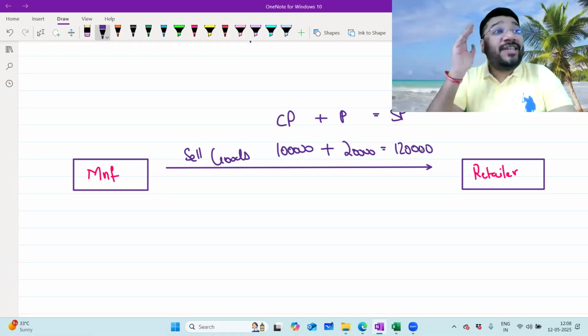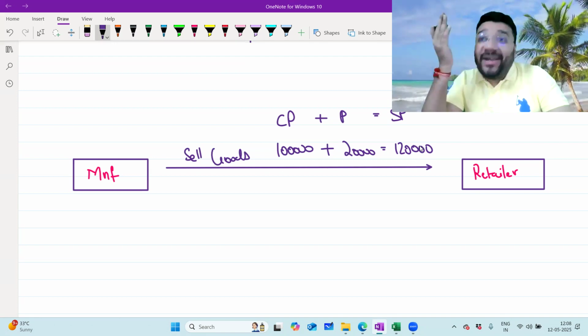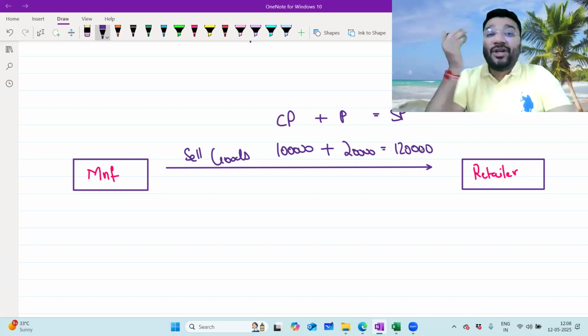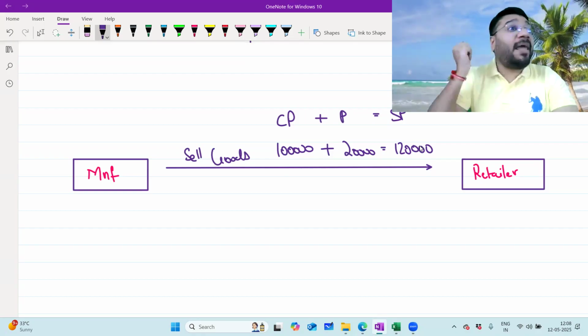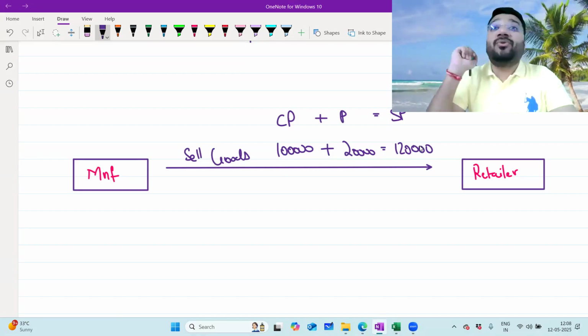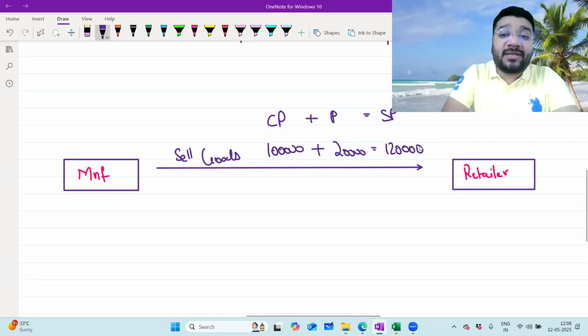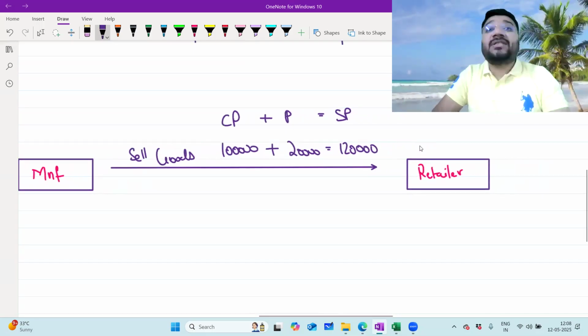Sir, GST is the tax levied on the supply of goods and services. So this is supply of goods. The manufacturer is supplying goods to the retailer. So this is supply. On this GST has to come. On what value? On the value of the supply. What is the value of the supply here? 1,20,000 is the value of the supply.